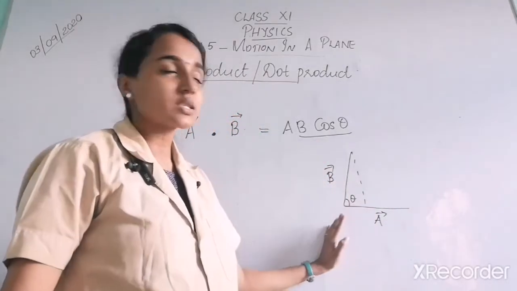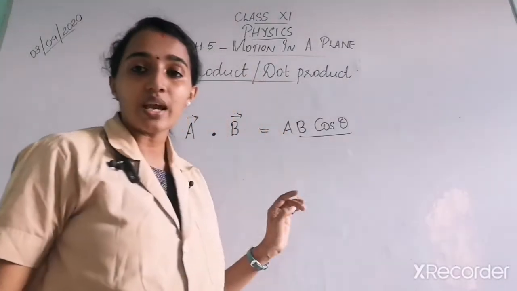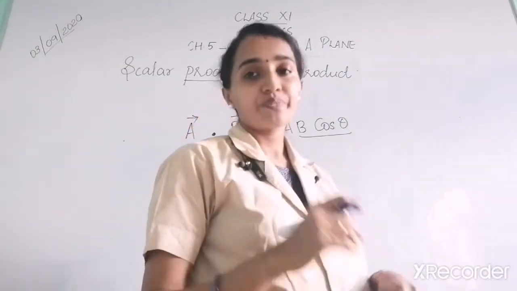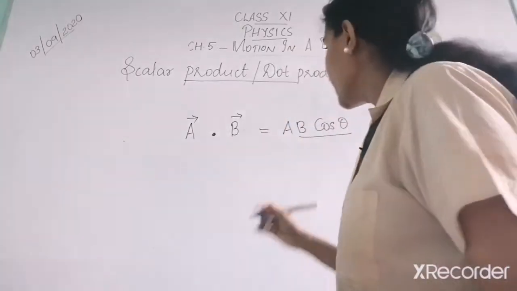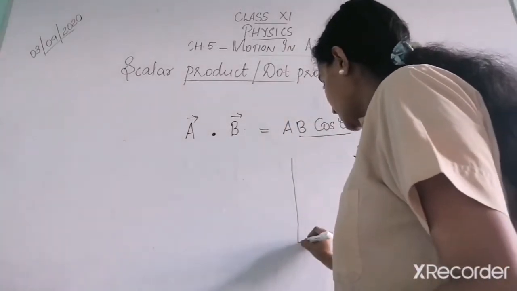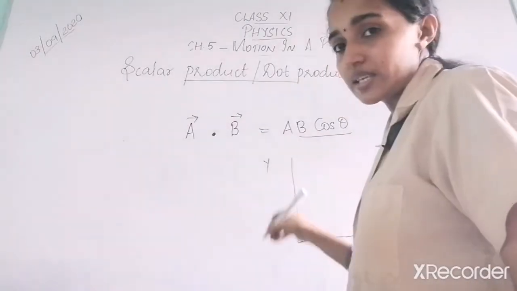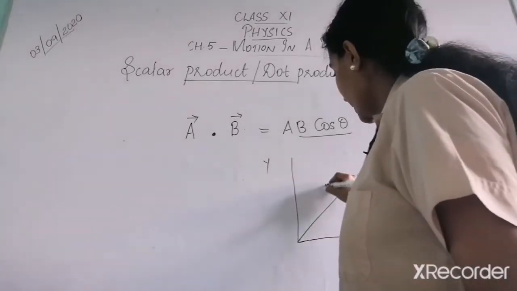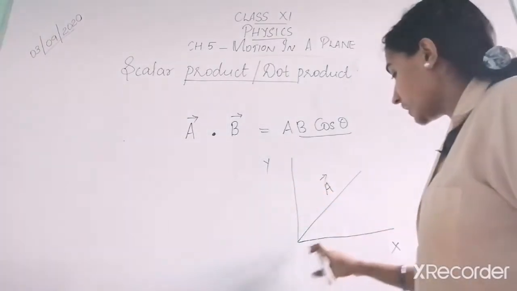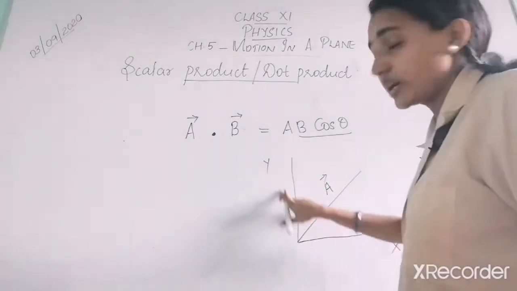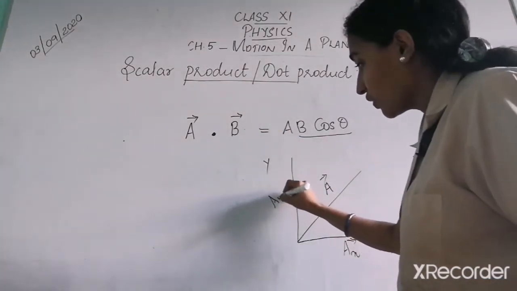Now when you talk about this component, a small thing you have to learn: every vector can be resolved into two. I will tell you how. If you take a vector along your Cartesian coordinate x-axis and y-axis, and you have a vector A here, you can resolve it into two, one along the x-axis and one along the y-axis, that is Ax and Ay.